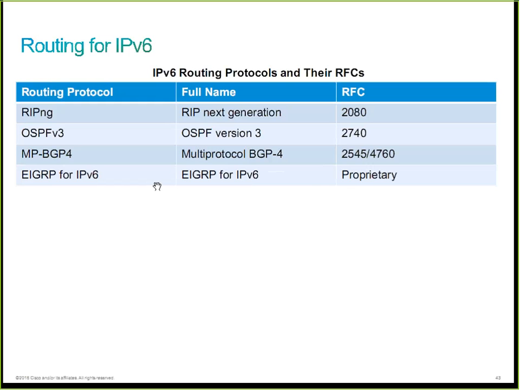And just like IPv4, EIGRP is a Cisco proprietary protocol. So for IPv6, EIGRP is Cisco proprietary. Same way for IPv4 also, EIGRP is Cisco proprietary. But all the other protocols which you see out here, like RIP, OSPF, BGP, they are given different names altogether. Operations are similar, but names are different.